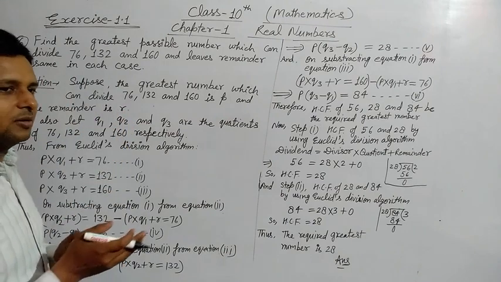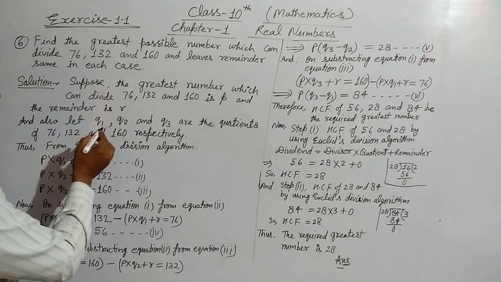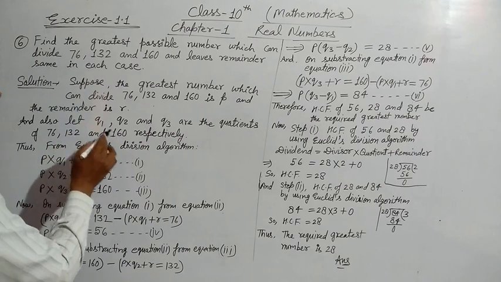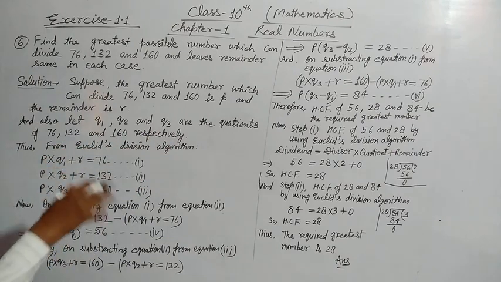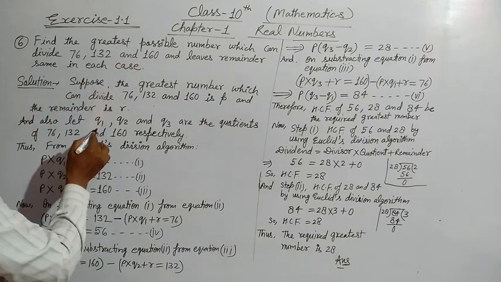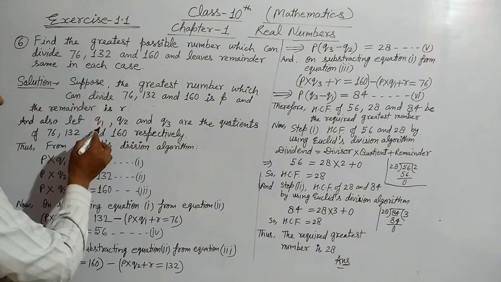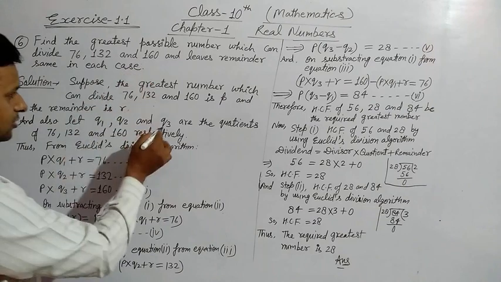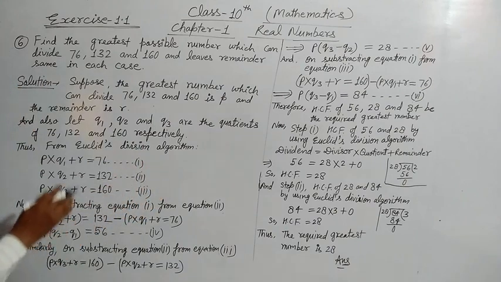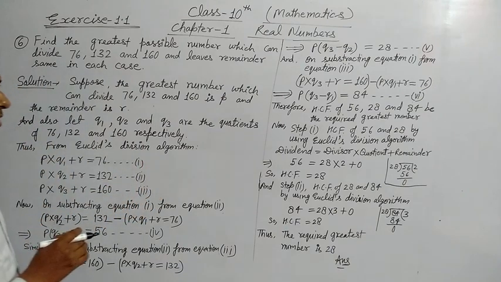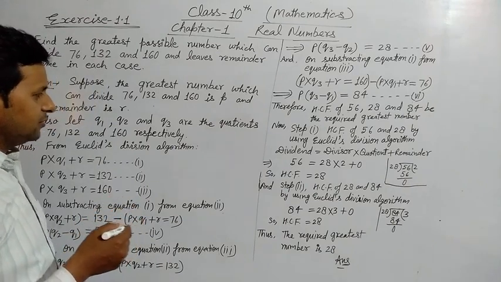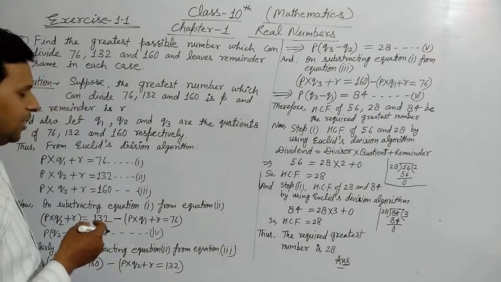We need the quotient here. Now let Q1, Q2 and Q3 be the quotients of 76, 132 and 160 respectively. The quotient will be different because the number is different. So the quotient of the first number is Q1, second is Q2, third is Q3. Now according to Euclid's division algorithm, which we have discussed in previous videos, an algorithm means a set of equations that can be solved step by step.